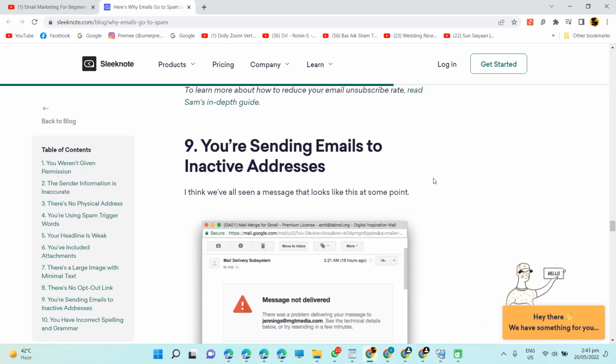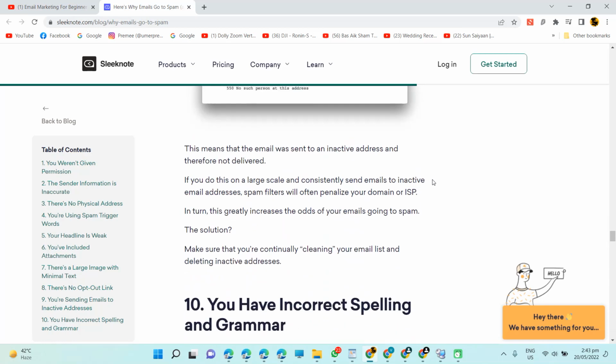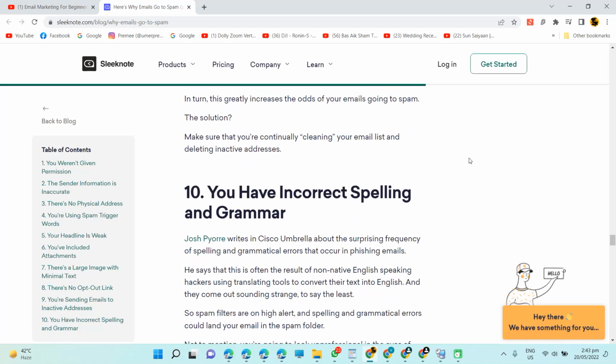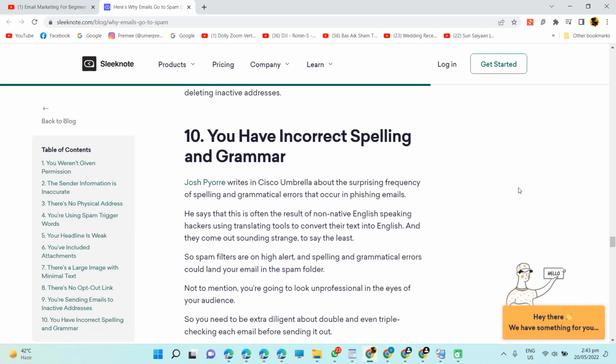Number 9. You are sending emails to inactive addresses. This means that the email has been sent to unengaged contacts. If you have a large list, the more emails you send to inactive addresses, the more likely your email marketing lands in the spam folder. Make sure that you are continuously cleaning your email list by deleting inactive addresses.